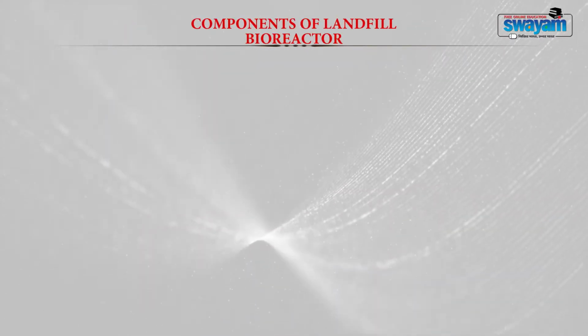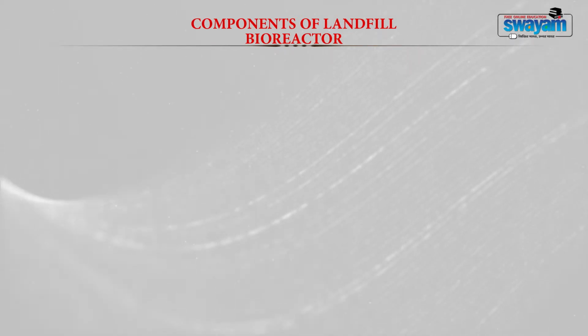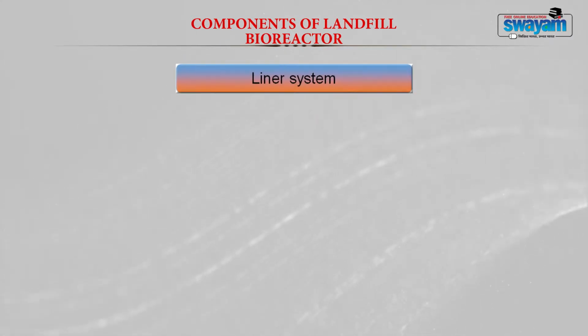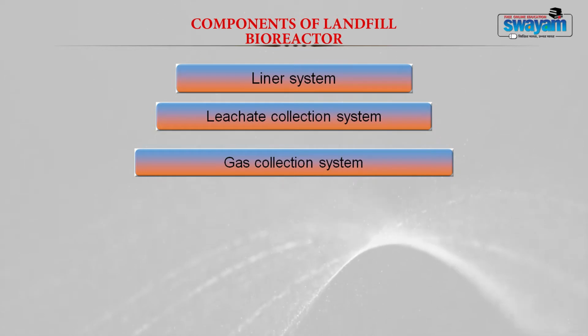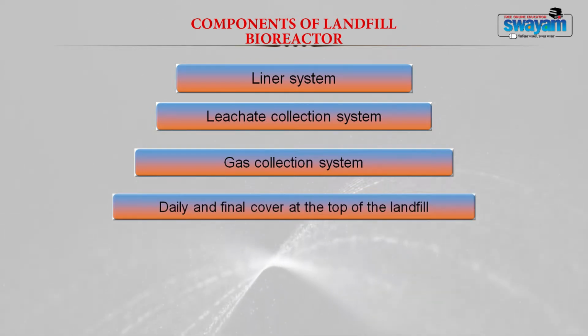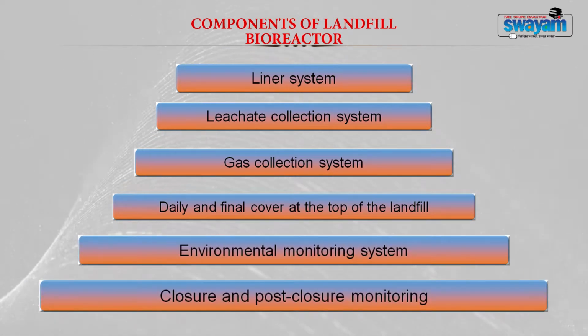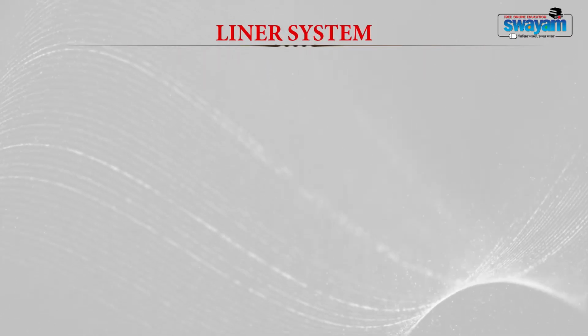Now, let us discuss the various components of a landfill bioreactor. Just like your landfill, it consists of a liner system, a leachate collection system, a gas collection system, and daily and final cover at the top of the landfill, and finally you have environmental monitoring and closure and post-closure monitoring systems. Now, let us discuss each of these components in detail.